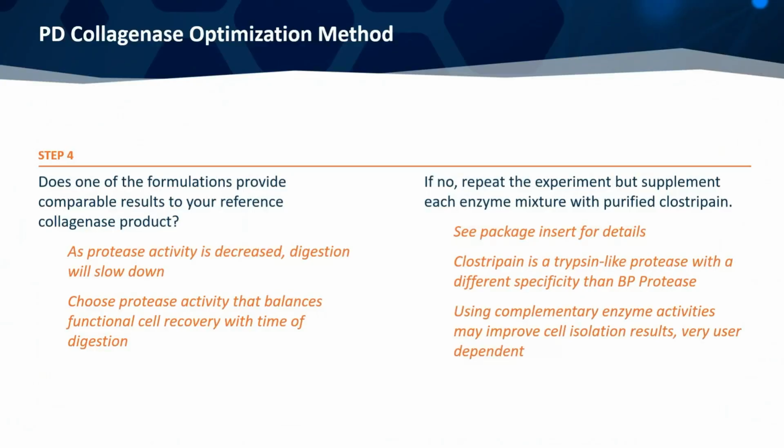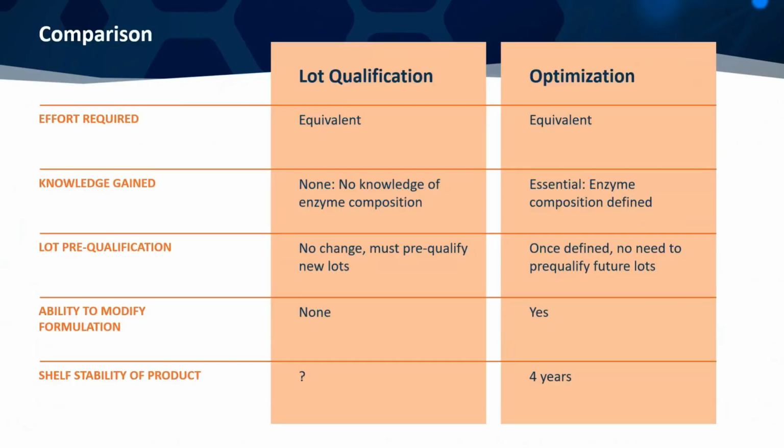And using complementary enzymes may provide better cell isolation results. This is extremely user-dependent. So if you compare your traditional lot qualification versus the optimization, you see that the amount of effort required is similar. The knowledge that you gain from this, you're gaining no new knowledge from a lot qualification. But in essence, you're defining the enzyme composition when you do the PD collagenase optimization or any other purified enzyme composition.